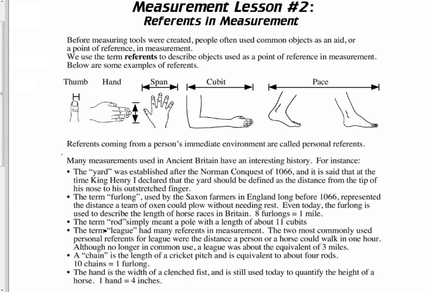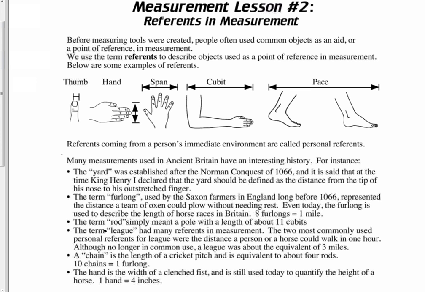Before measuring tools were created, guess what? There wasn't always a ruler or a meter stick. People often used common objects as an aid, which makes sense, right? If there wasn't a standard system, what do you do to measure? Well, everybody has a foot. But what's the problem with that? Everyone's feet are different sizes. In fact, it used to be, I think in England, that whoever was in power, whoever was the king, their foot size was the new foot. So it changed depending on who was the king. And then if there's a queen, well, they have small feet.